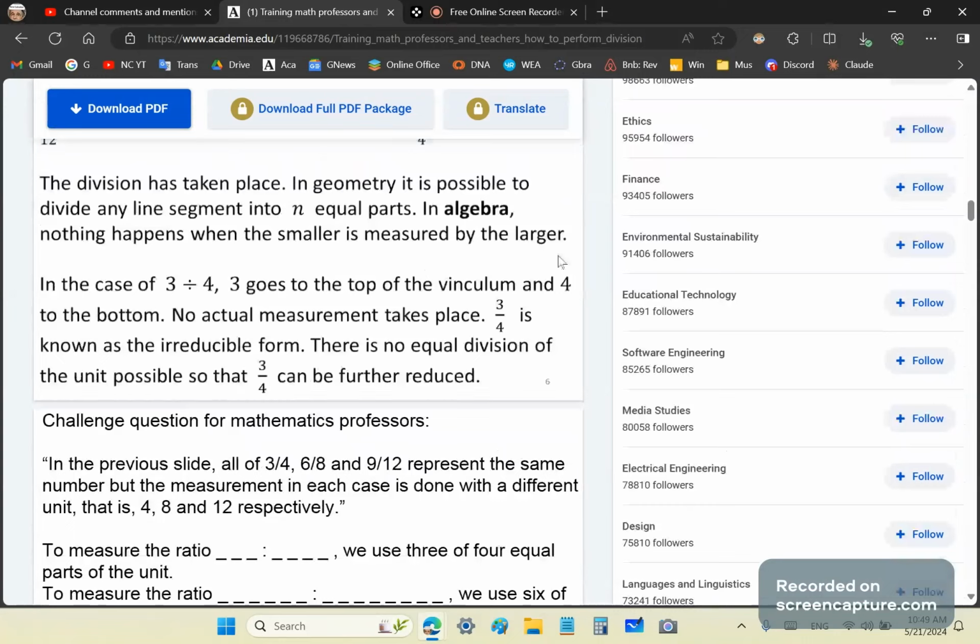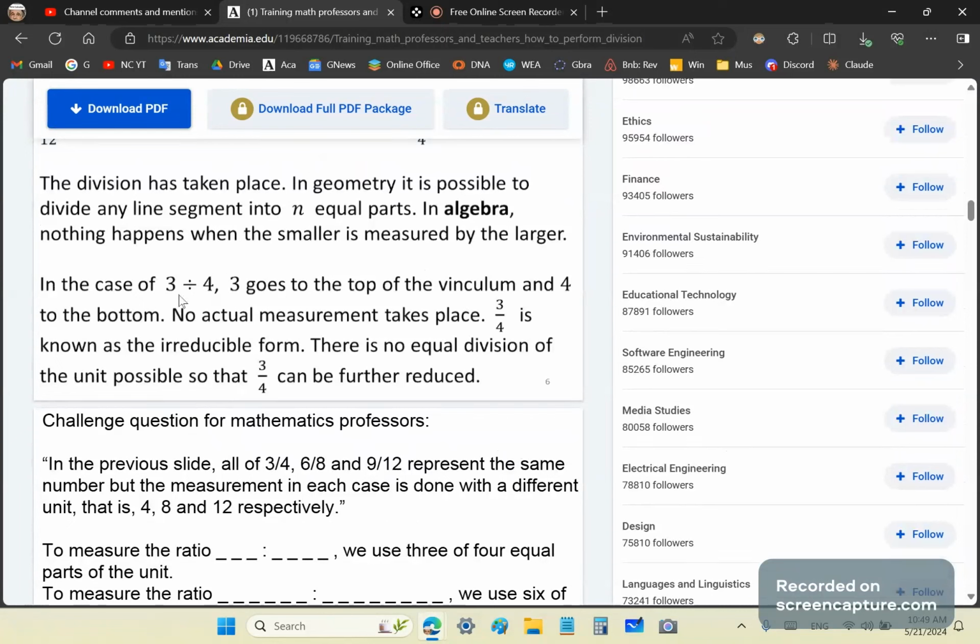In the case of 3/4, or 3 divided by 4, which happens in the past, 3 goes to the top of the vinculum and 4 to the bottom. Nothing else happens, okay? In algebra, nothing else happens. All you do is you take the first operand and you put it on top of the vinculum and the second operand at the bottom.